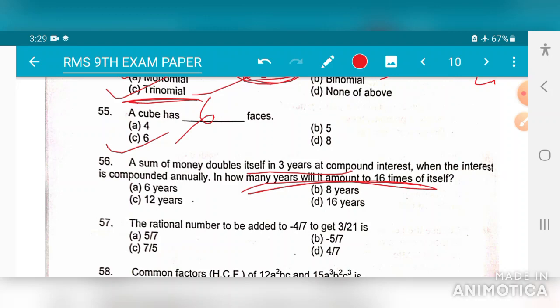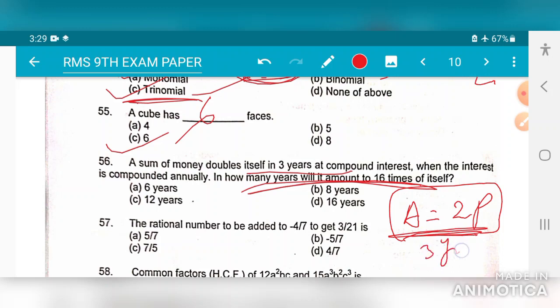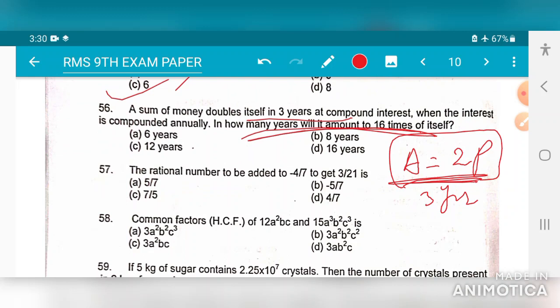A sum of money doubles itself in 3 years. Double means 2 times of principal. Amount is nothing but 2 times of principal in 3 years. When the interest is compounded annually, in how many years will it become 16 times? The question is asking that if the amount is 2 times of principal in 3 years, then in how many years will the same amount be 16 times?